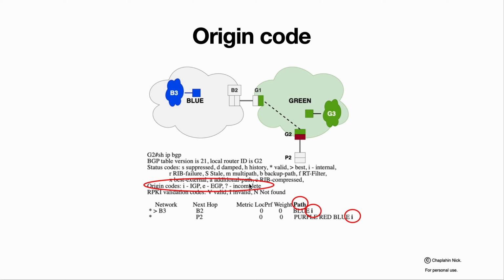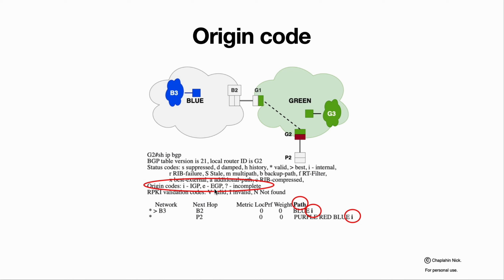Origin codes, you probably saw them. Those are the values at the end of the path. How it works? For those paths that are added to the RIP, or BGP routing table, not filtered, internally, externally, or in some other way. Incomplete doesn't mean that those paths are incomplete. It means some other way of adding those routes into the RIP.